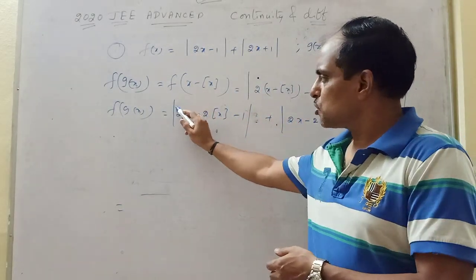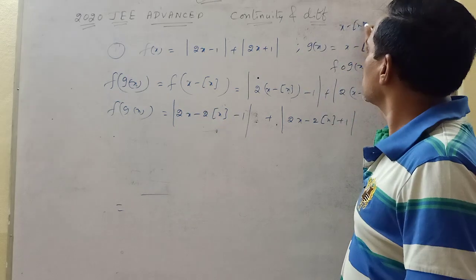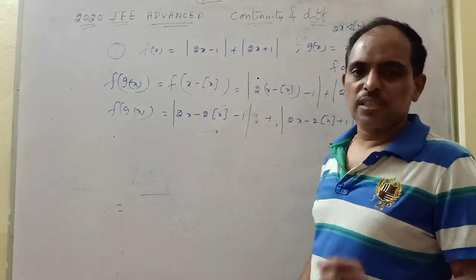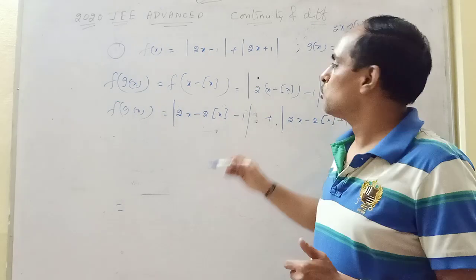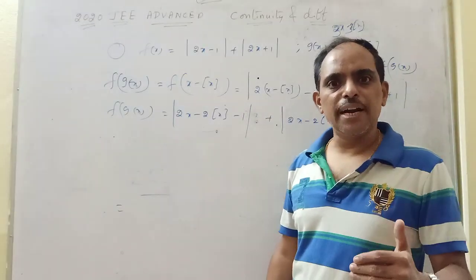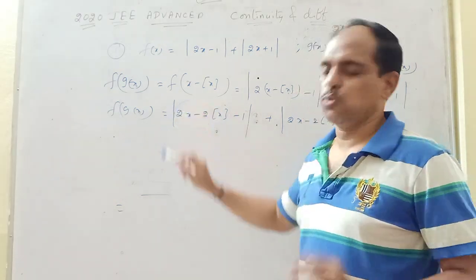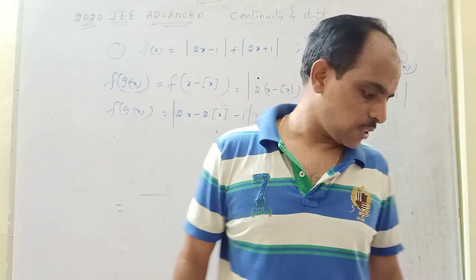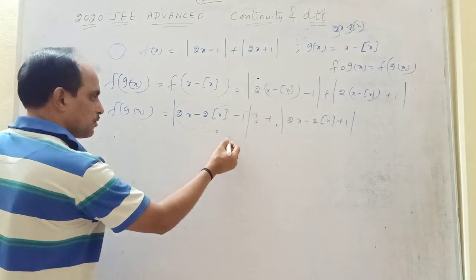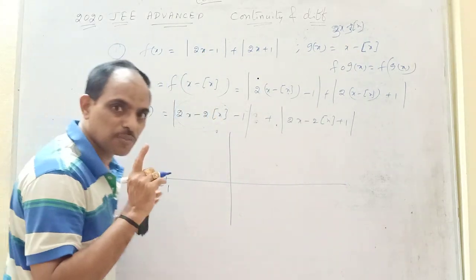Now this is 2x minus 2 step of x. I think you know very well that x minus step x is a periodic function with period 1. So 2x minus 2 step of x is a periodic function with period 1 by 2. Suppose it is 3: 3x minus 3 step of x is a periodic function with period 1 by 3. Here the period is 1 by 2 only, so remember this. Now I am going to draw the graph of this one. Just listen carefully. We have to draw only from minus 1 to 1.